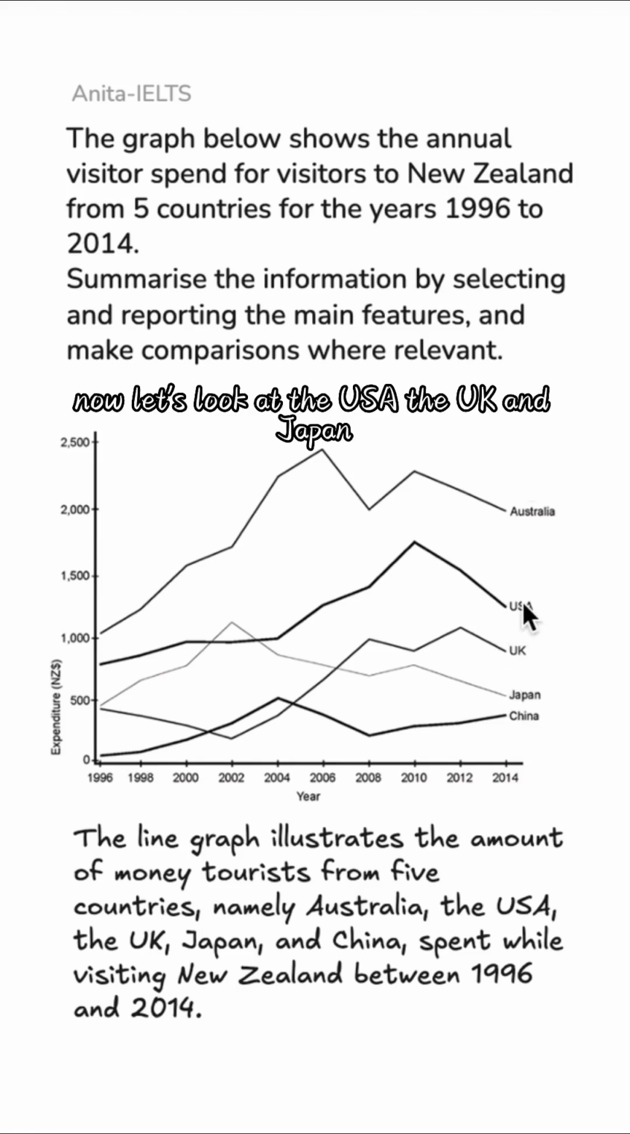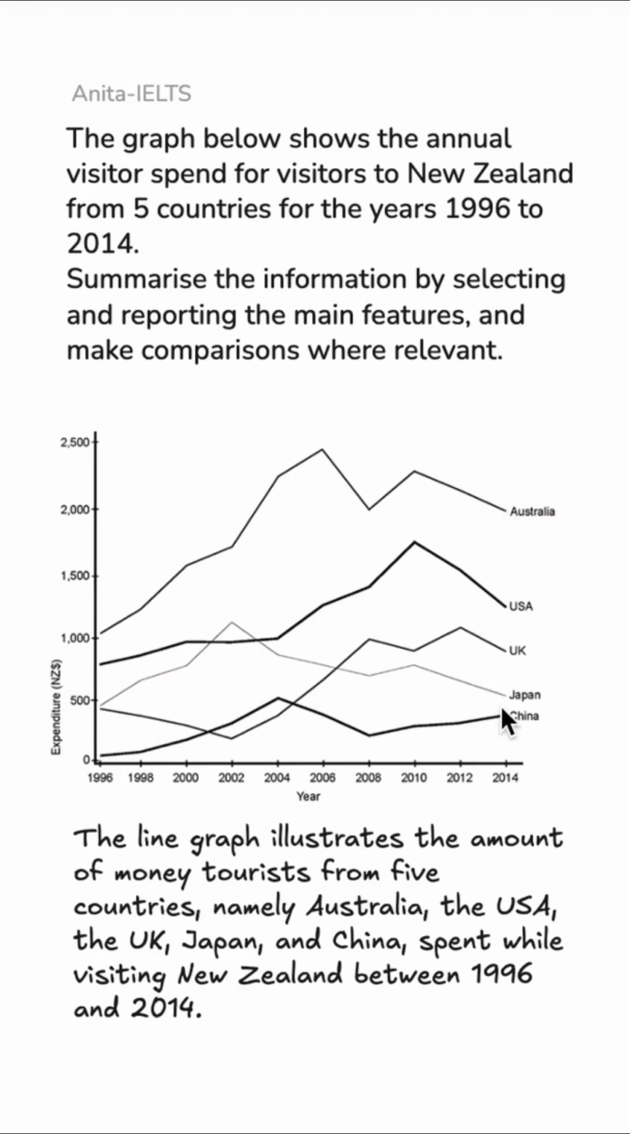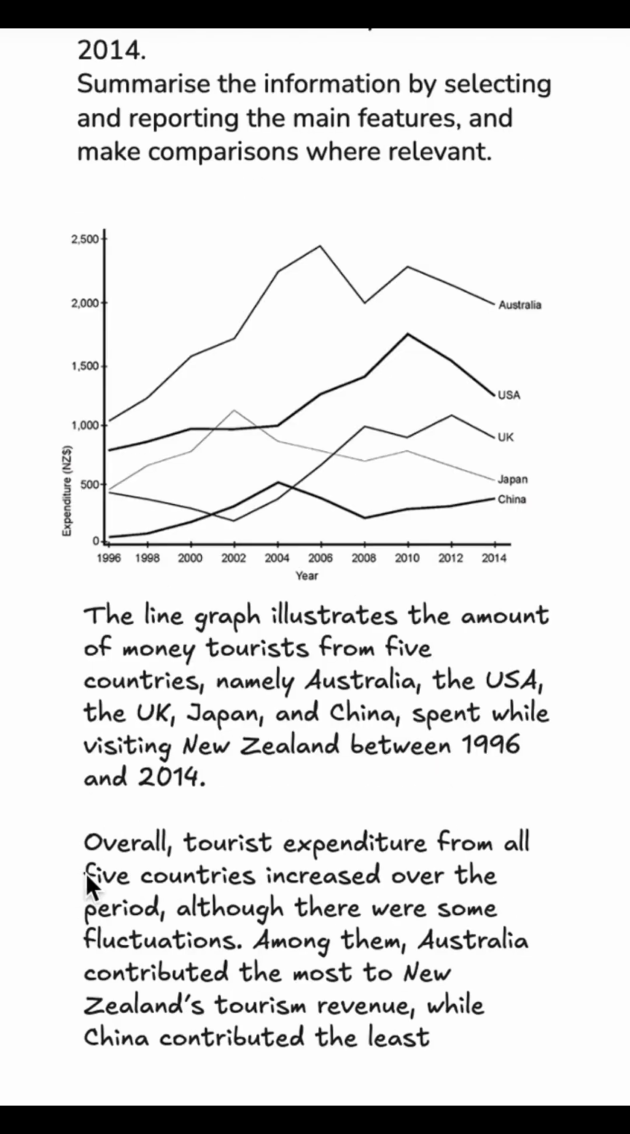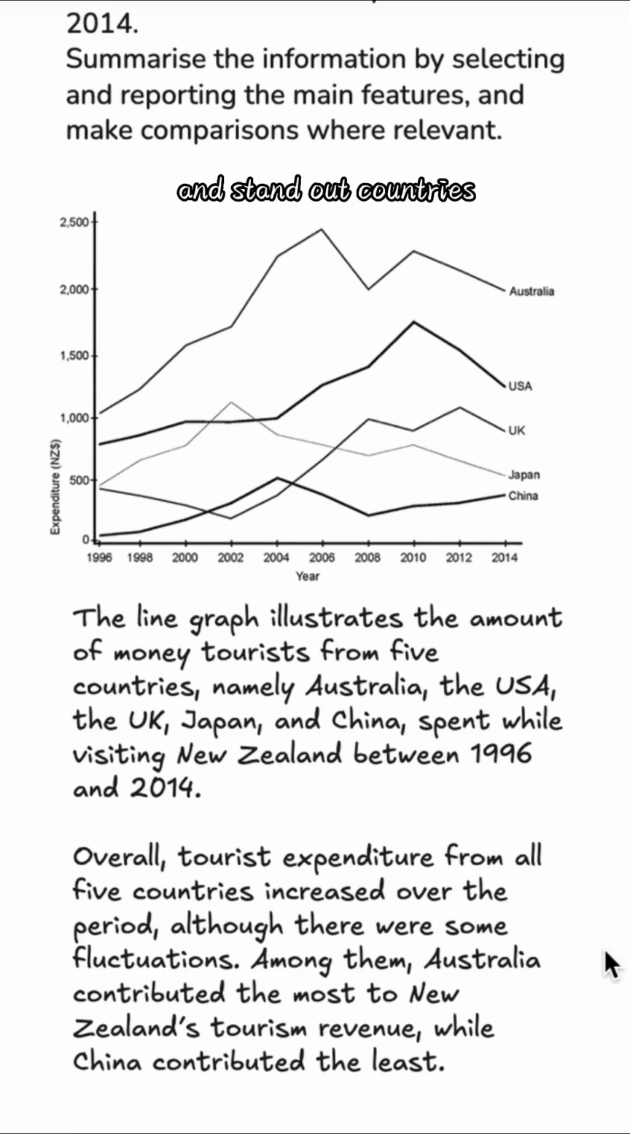Now let's look at the USA, the UK, and Japan. They also showed higher ending points than their beginnings. So, our overview could be, overall, tourist expenditure from all 5 countries increased over the period, although there were some fluctuations. Among them, Australia contributed the most to New Zealand's tourism revenue, while China contributed the least. Notice that the overview highlights key trends and standout countries, no specific numbers or small details.